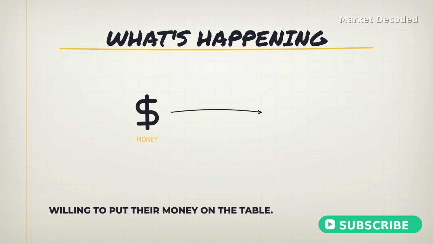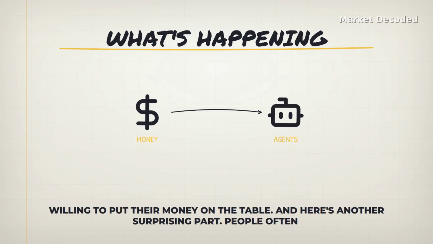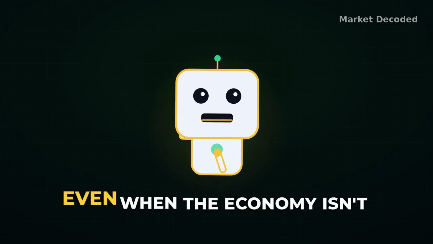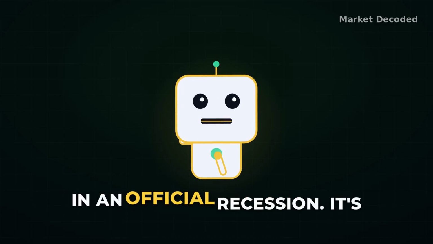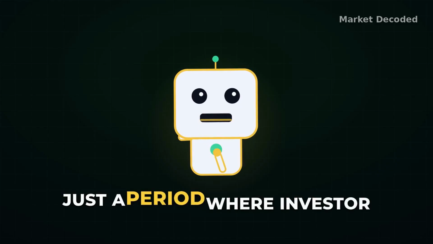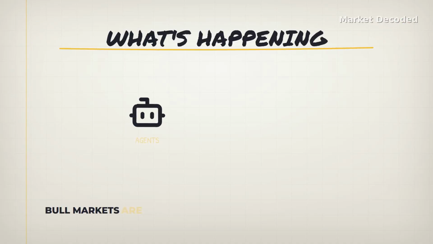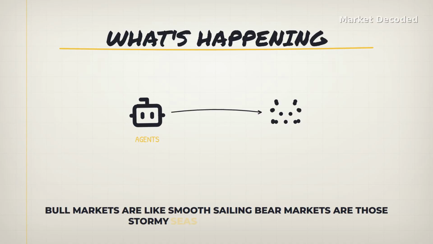And here's another surprising part. People often confuse bear markets with crashing economies, but that's not always the case. A bear market can occur even when the economy isn't in an official recession. It's just a period where investor sentiment turns negative and stocks trend downward. So, while bull markets are like smooth sailing, bear markets are those stormy seas you want to avoid unless you're fully prepared.